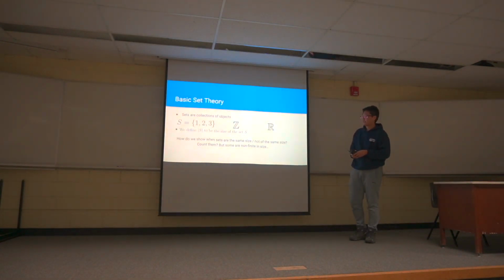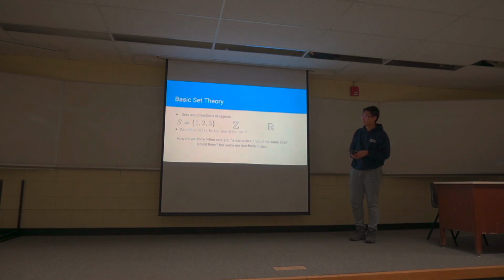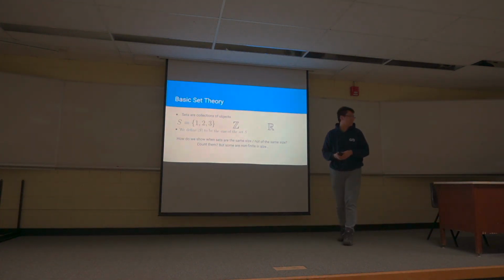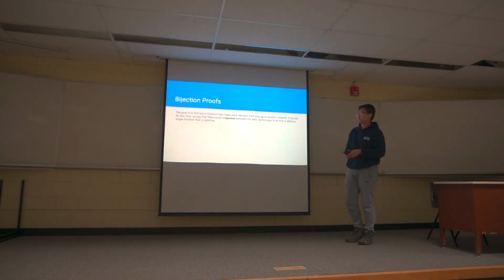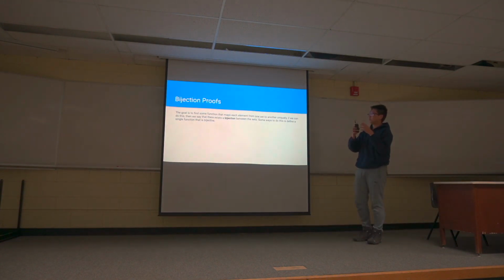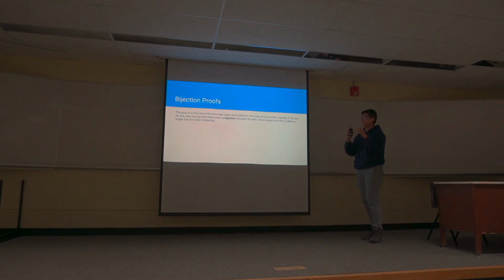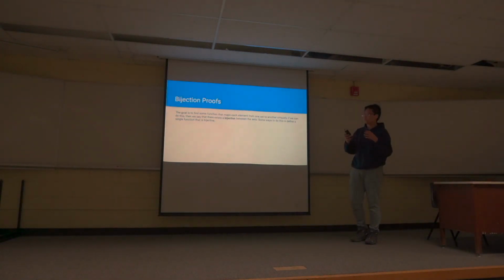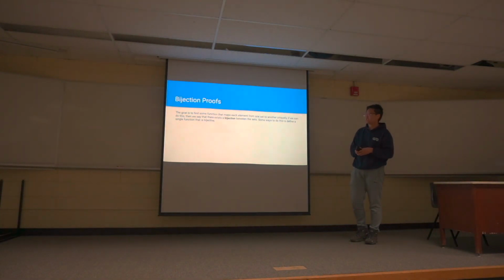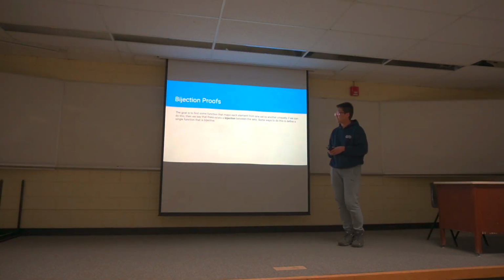So how do we show when some of these sets are the same size or not the same size? One way is obviously counting them, but this only works for finite sets. So how do we do this for non-finite sets? That's the idea of bijection proofs. The goal is to find some function that will take an element in our domain and map it to some unique element in our codomain. If we can do this, then we say that there exists a bijection between the two sets. One way we can do this is to find a function that is itself bijective between the two domains.